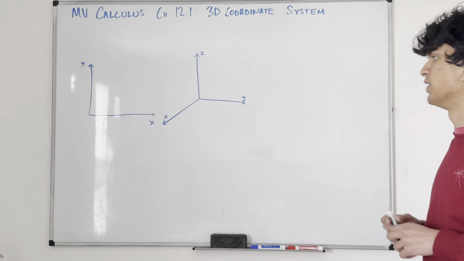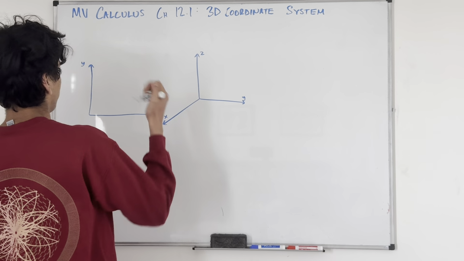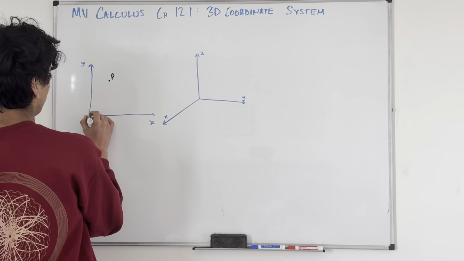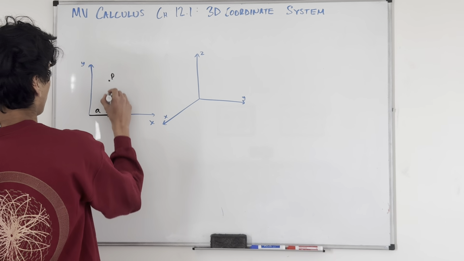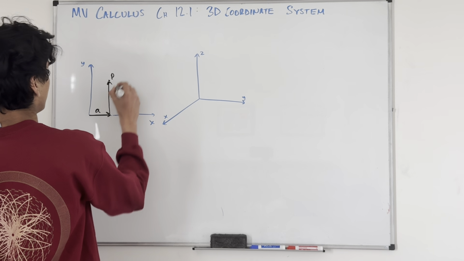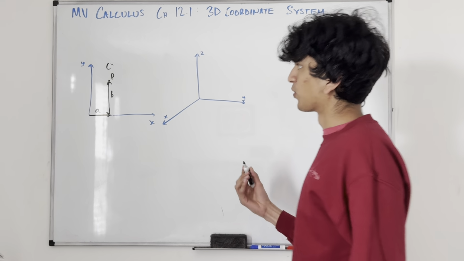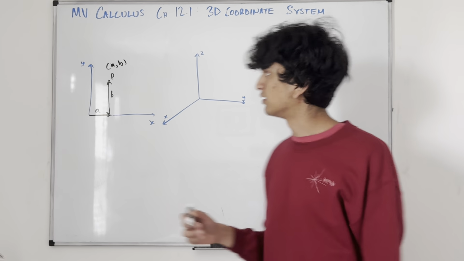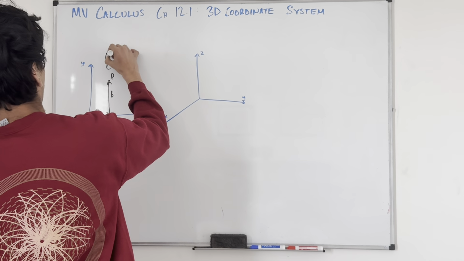In the 2D plane, we could define a point P. We could say this point P is defined as: if you go a distance A, and then if you go up a distance B, boom, you have a point P, and the coordinates are going to be A and B, right? So A represents your X, and B represents your Y. So this is really your (X, Y) form.